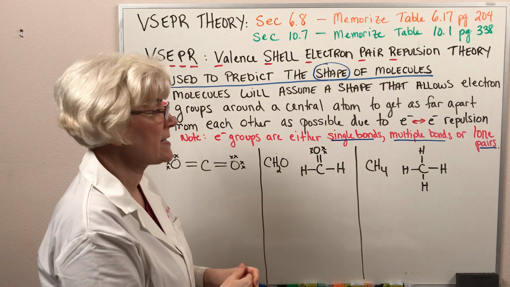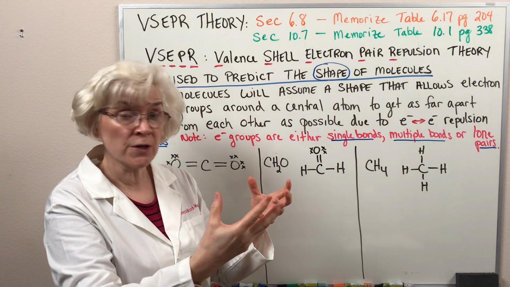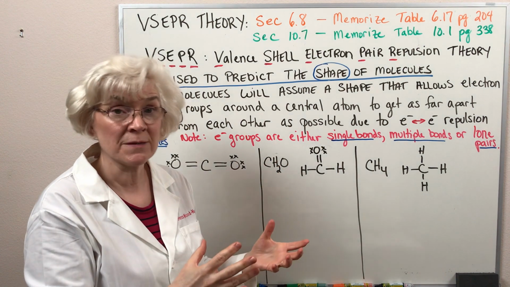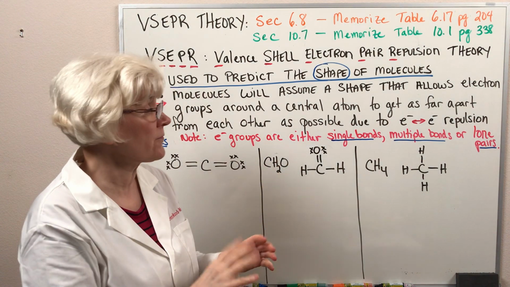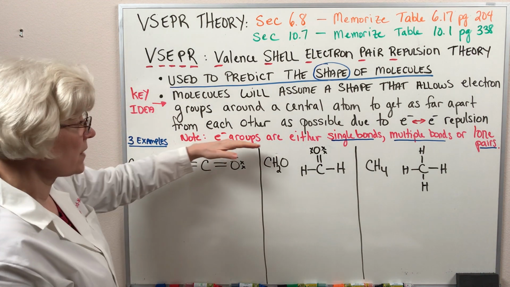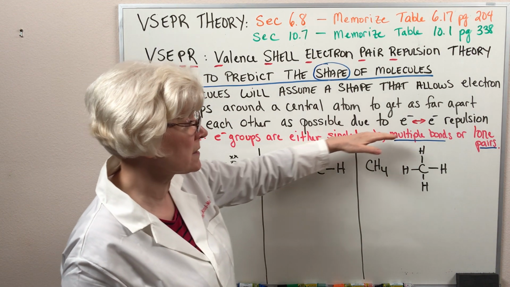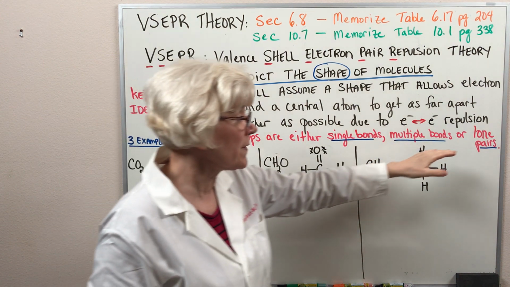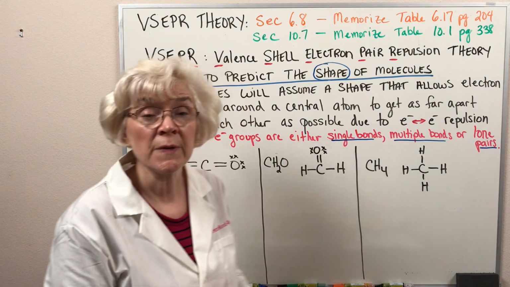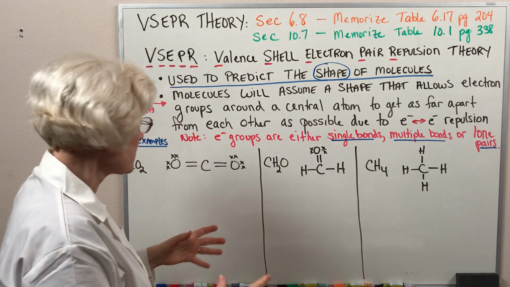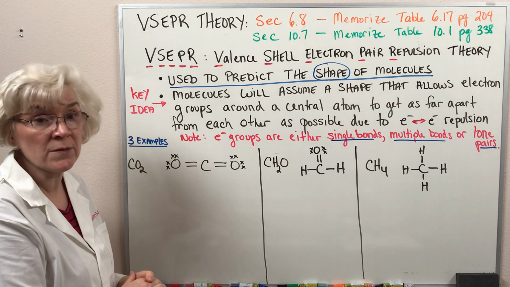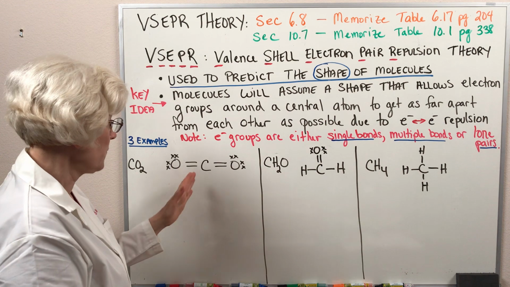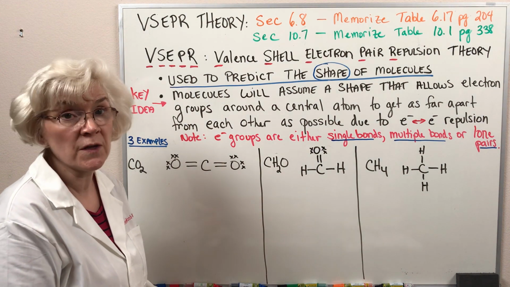We've explored that idea. So electron groups will assume a shape that allows them to maximize their distance apart from each other. These electron groups can either be single bonds or multiple bonds, as in double or triple bonds, or we can consider an electron group to be a lone pair. So let's turn our attention to 3 examples where we can explore how the VSEPR model would predict the shape of each of these molecules.